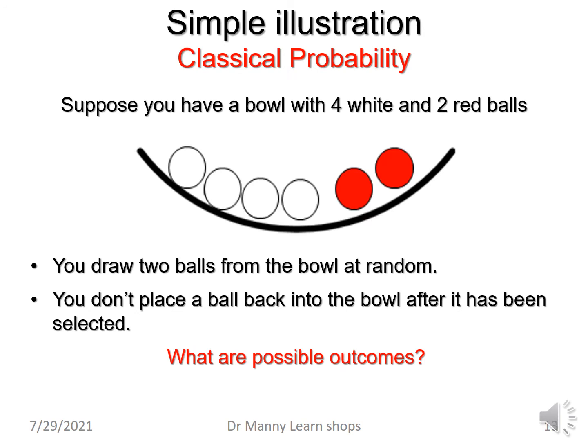A simple illustration of classical probability is, suppose you've got a bowl with 4 white and 2 red balls. You draw 2 balls from the bowl at random. You don't place a ball back in the bowl after it's been selected. What are the possible outcomes?